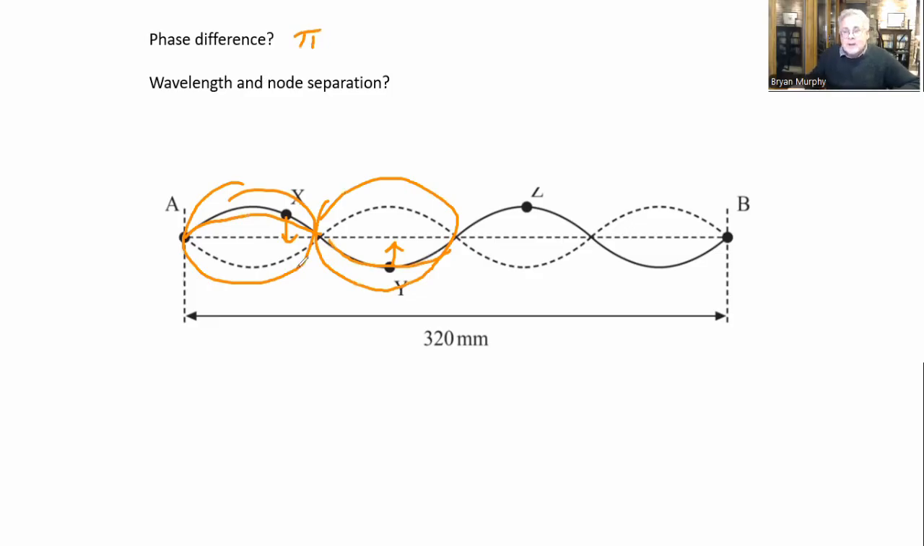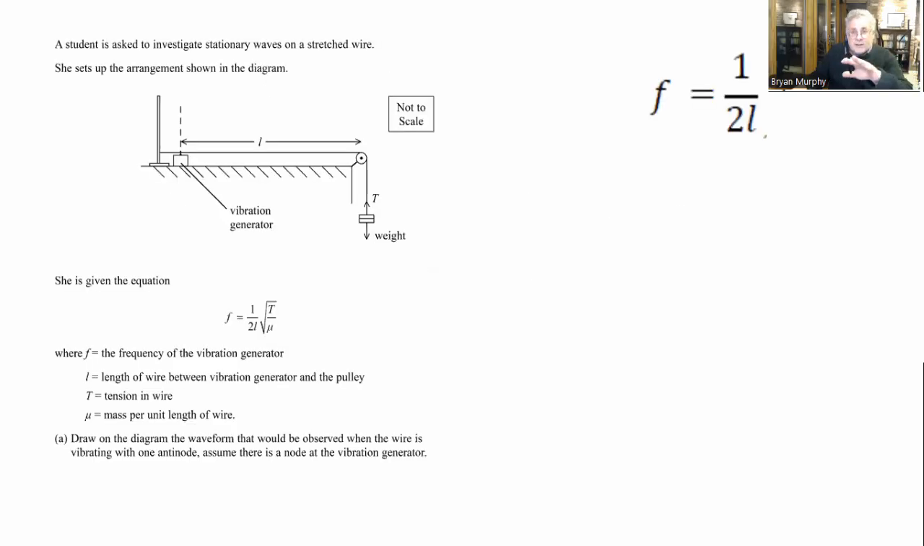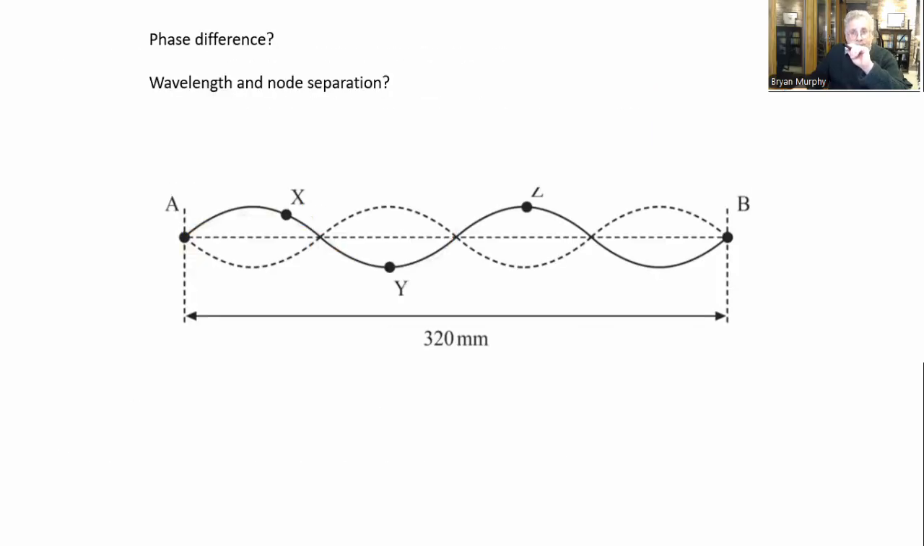Okay, wavelength, as I said, is twice the node separation. So that just came to me as I was staring at that diagram. Okay, so back to this thing here. You have to draw that. Right. We're going to come back to that in a bit, and we're going to look at air in tubes.